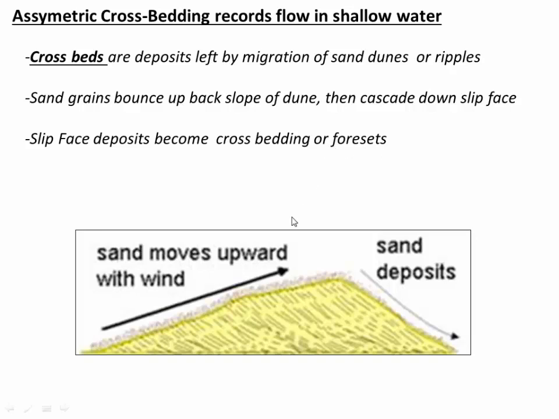It's very important to note that these only really form when dunes are migrating in a unidirectional direction. So when they're moving in one direction under a current that is flowing also in that same direction.